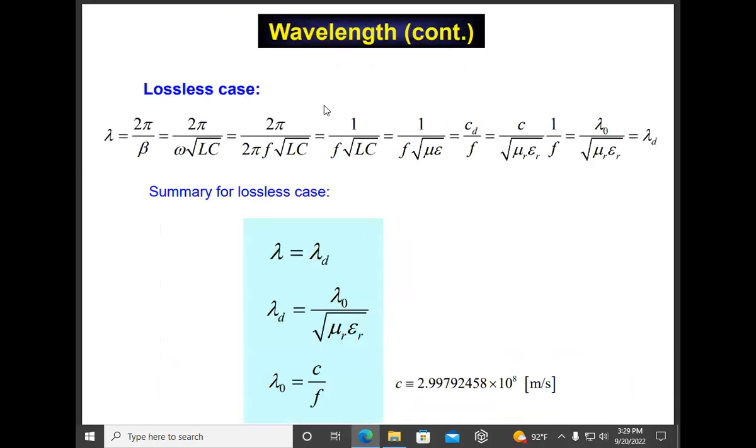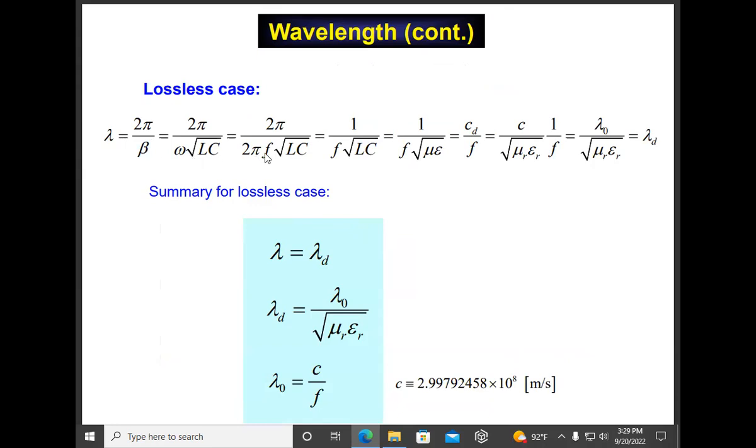Here's a special case, the lossless case again. Now, no transmission line is 100% lossless in real life. But if it's a really low loss line, you might be willing to accept and call it a lossless line. Okay, but anyway, if it's a lossless case, special case, let's see what the lambda becomes. Remember, this is always true, 2 pi over beta. Now, as I said a minute ago, for a lossless line, alpha is equal to 0 and beta is omega square root of LC. We saw that a minute ago.